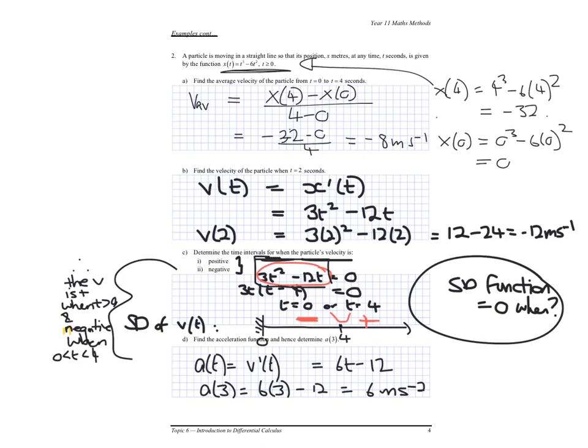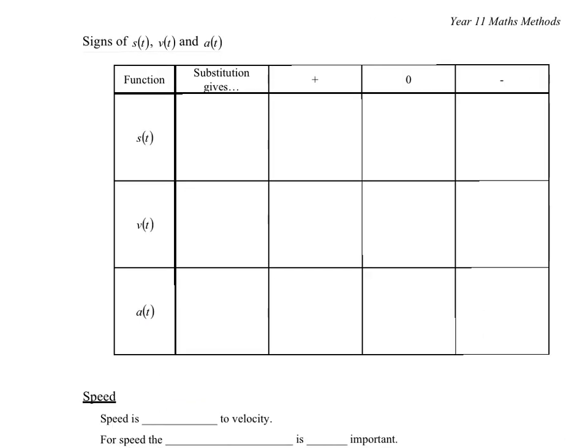All right, hopefully. Okay, so let's have a bit of a chat about what the different signs of these functions actually mean. So if we've got s of t, remember that when we substitute, that's going to give us the position of an object at any time. If we've got v of t, that gives you the velocity at any time. And of course, if you've got a of t, that gives you the acceleration at any time.